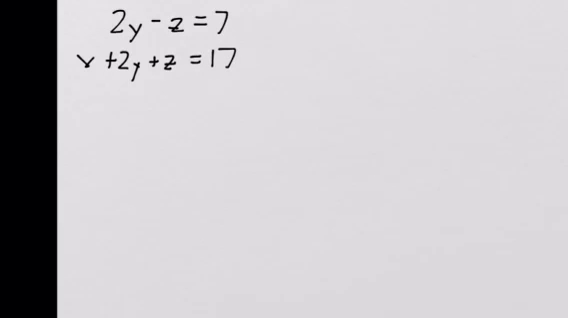So one way that we can do that is if we take the system, let's go with 2y minus z equals 7, x plus 2y plus z equals 17, and then 2x minus 3y plus 2z is equal to -1.